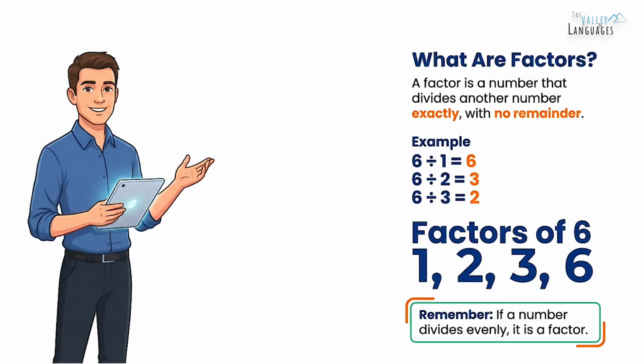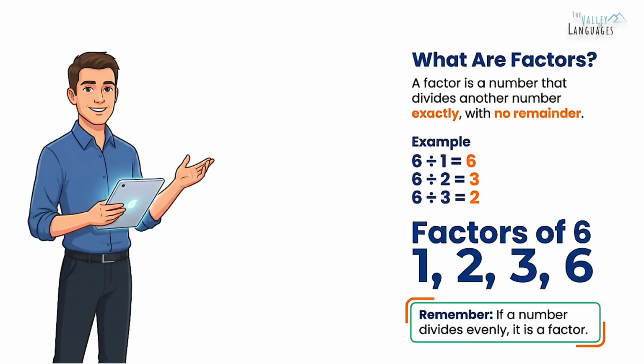Understanding basic factors. Okay, so let's clearly define our terms here. A factor is a number that divides another number exactly, with absolutely no remainder. And I really want to emphasize those last words, exactly and no remainder. If you divide a number and you end up with a decimal, a fraction, or any leftover pieces, well then the number you divided by is simply not a factor. It has to be a perfectly clean cut.